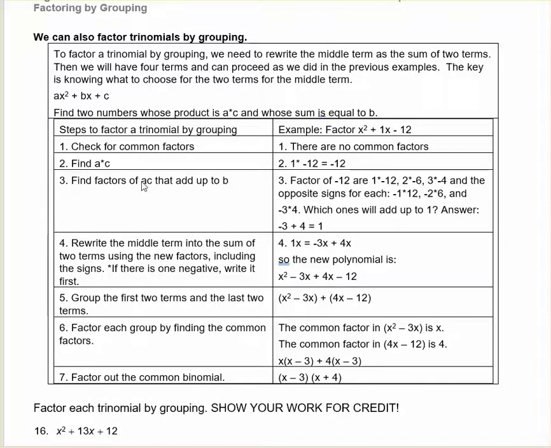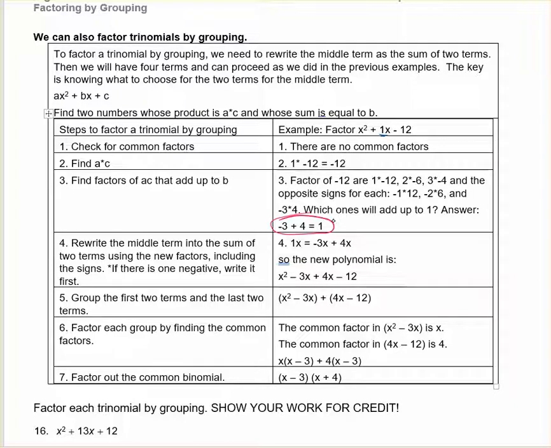Next, find the factors of AC, so in this case of negative 12, that add up to b, your middle term. So our factors of negative 12 are 1 times negative 12, that's equal to negative 12, 2 times negative 6, 3 times negative 4, and then the opposite signs for each, negative 1 times 12, negative 2 times 6, and negative 3 times 4. Now we're going to add those and see which ones add up to the middle term. So very similar to what we did before, and you will see that the ones that add up to the middle term of 1 are negative 3 plus 4.